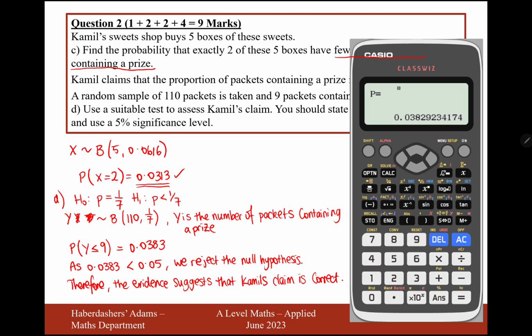So there we are, that's the answer for question 2, worth a total of 9 marks. Let's now move on to question 3.